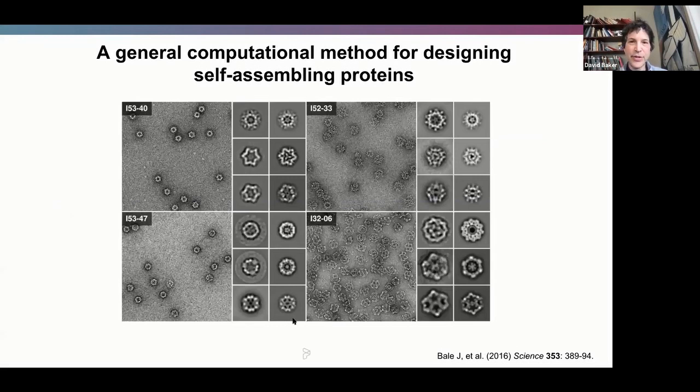And using this procedure, we've been able to design a wide variety of very homogeneous protein nanoparticles. You just express the two components in E. coli, they self-assemble, and these are just EM fields of what comes out. And so they're very homogeneous and robust.